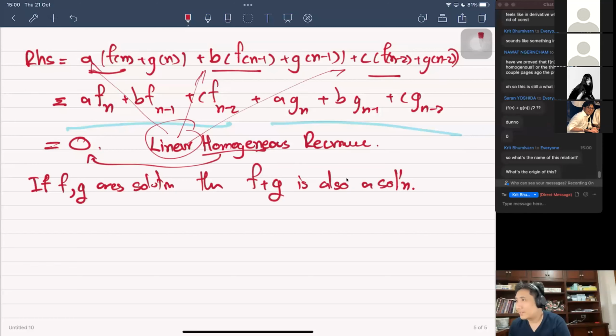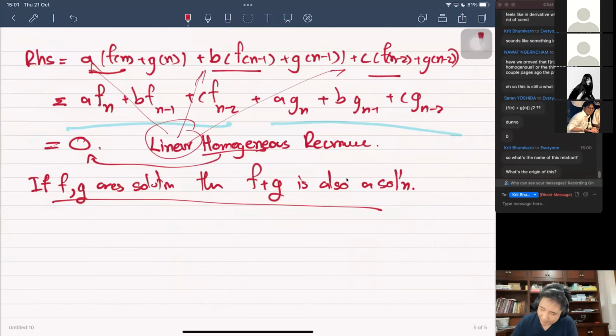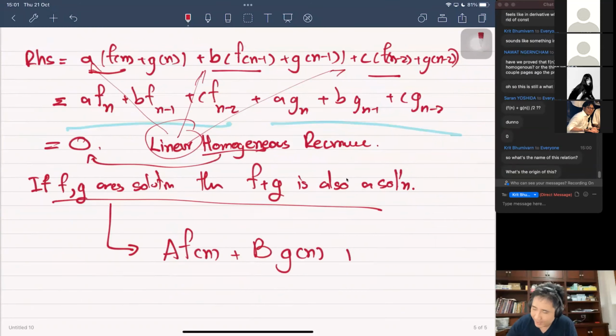It's actually differential equations that are the origin of all this. If you combine these two, you get what you typically call the general solution. You can add any constant to your solution and it's another solution, and you can multiply a constant to your solution and it's another solution. So if f and g are solutions, then a times f of n plus b times g of n is also a solution to the recurrence.